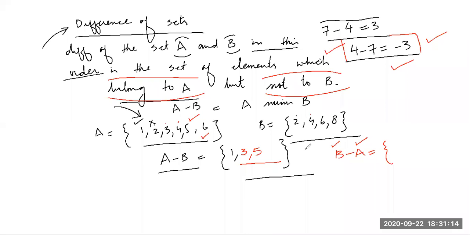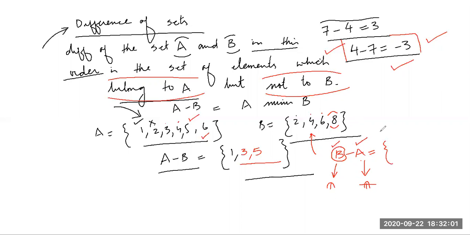Now I'll first concentrate on B. B minus A. 2 belongs to B, but 2 also belongs to A. I won't take it. 4 belongs to B, oh, it belongs to A. I won't take it. 6 belongs to B, 6 also belongs to A, I won't take it. What about 8? 8 belongs to B. My main set is B, right? But I want to take the elements which belong to B but don't belong to A. I will not take the elements which belong to A. So what about 8? Can I take 8, Ishma?